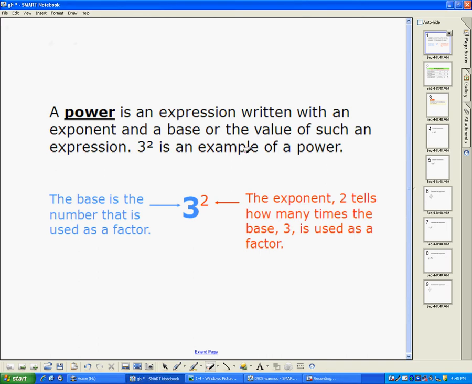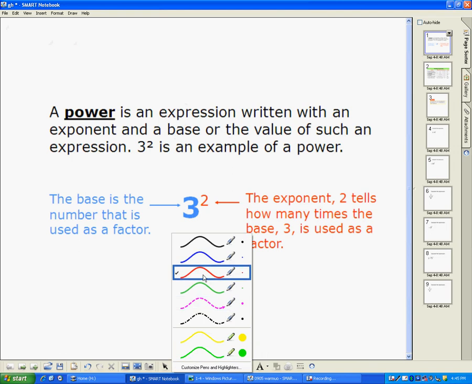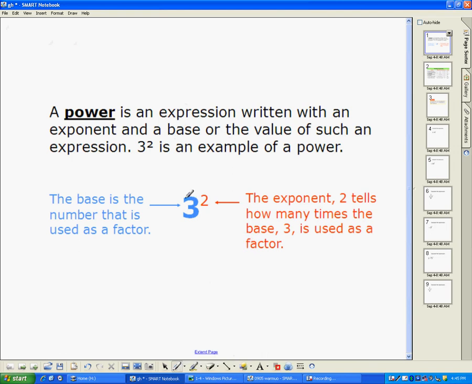When dealing with exponents, it's very important that you understand what the numbers mean. So when I see 3 to the power of 2, this big 3 represents the base, that is the factor, and that's the number that's multiplied by itself. The little number, the power or the exponent, tells you how many times you multiply the larger number by itself. And I don't mean larger in value, I mean the number that's written larger.